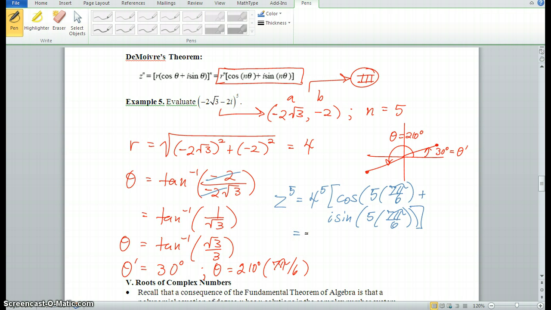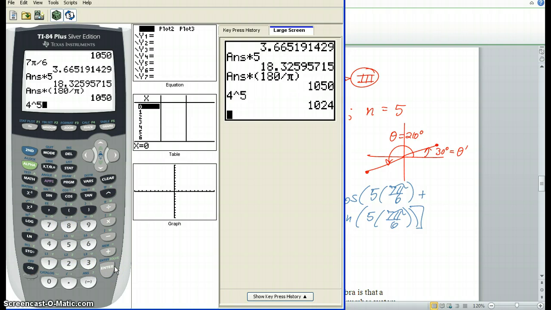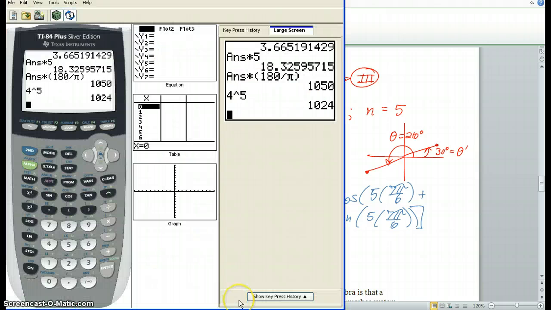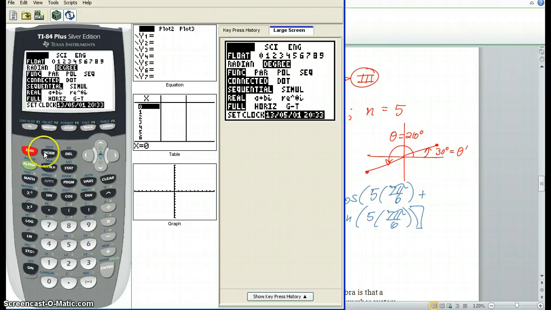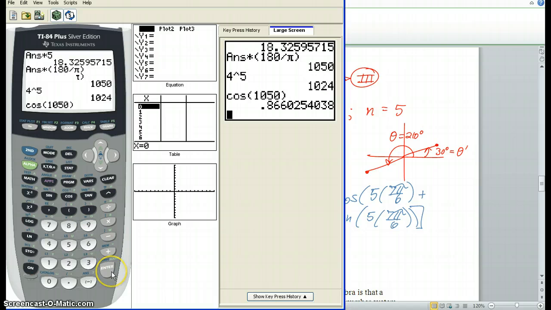So we've got 4 to the 5th power. Let's do that as well. I'm going back and forth here just to kind of start the theorem appropriately. So 1024 times the quantity. Okay, so we've got the cosine of 1050. Now we could take that on our calculators, and in degree mode, which I am, we can do that. And this number may look familiar to us, 0.866.